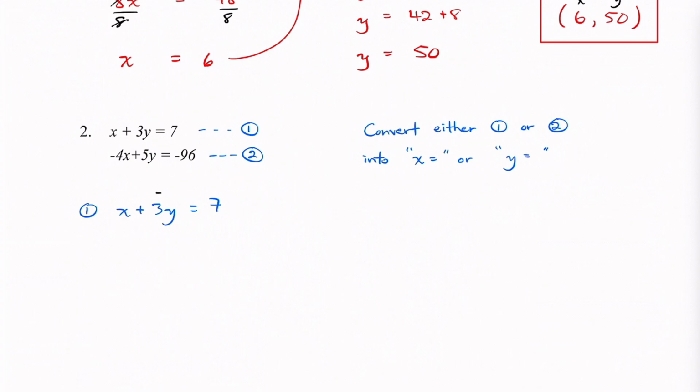So to get rid of this 3y, I will subtract 3y, and then I'll do the same on the other side, and then these will cancel. So on the left, I just have x, and on the right, I have 7 minus 3y.